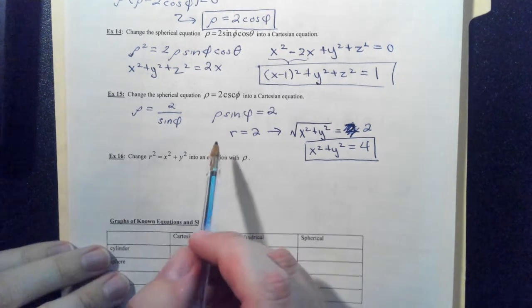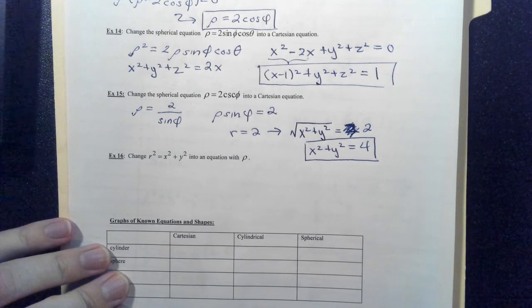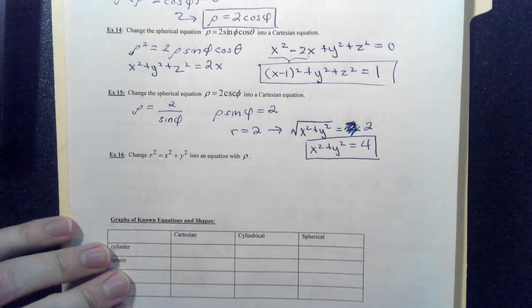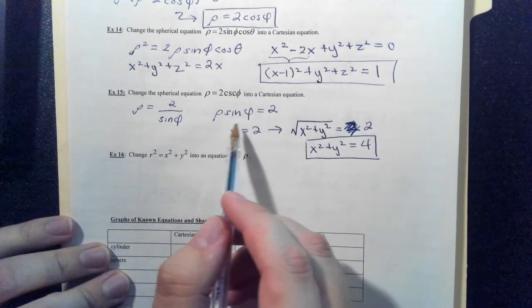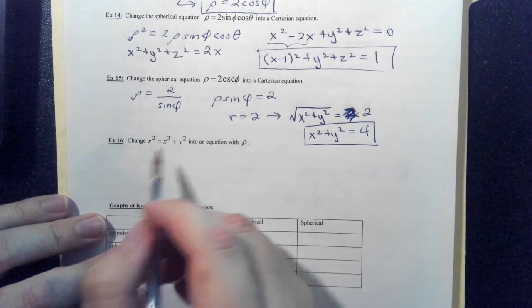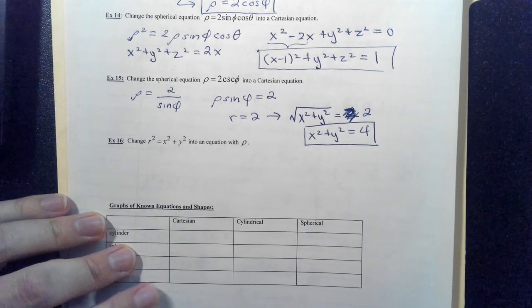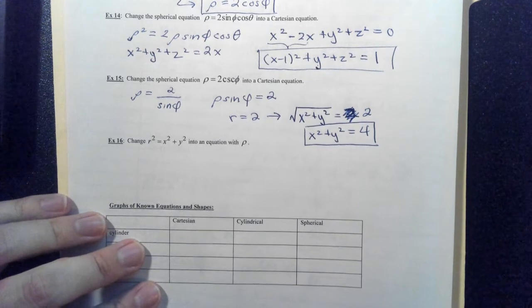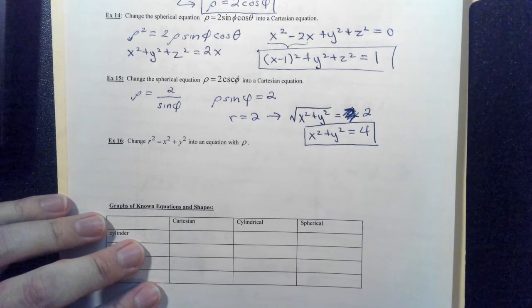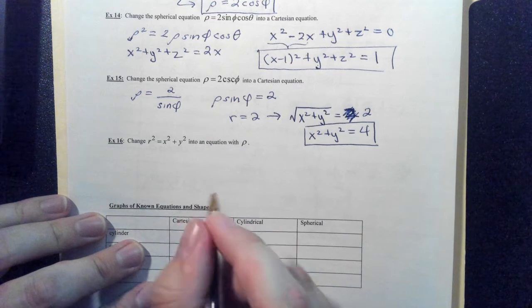Okay. So this is the equation of a cylinder of radius 2 with axis the z-axis. Again, I'm sure you could do this a bit differently, but that's how I'm sticking to it. In this example down here, I want to change r squared equals x squared plus y squared into an equation with rho. That's sort of a confusing ask, but what we're going for here is basically justifying the property we just used, that rho sine phi is in fact r.